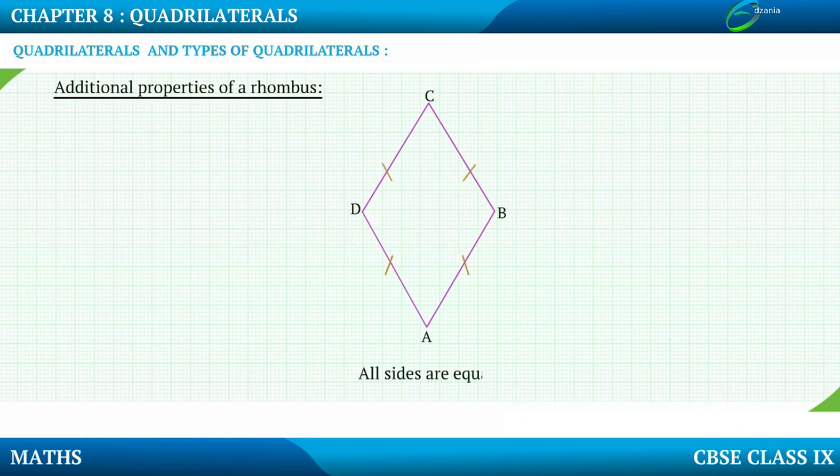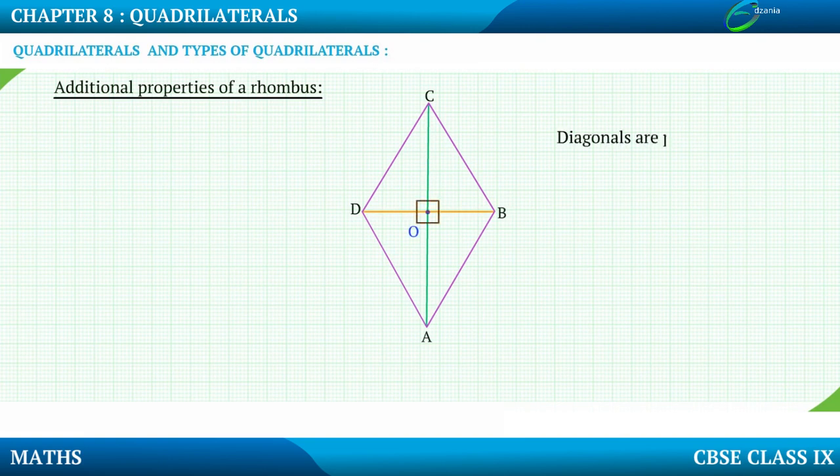All sides are equal in a rhombus. What is the angle at the point of intersection of two diagonals? 90 degrees. The diagonals of rhombus are perpendicular to each other. Length of OD and OB are equal. Similarly, length of OA and length of OC are equal.